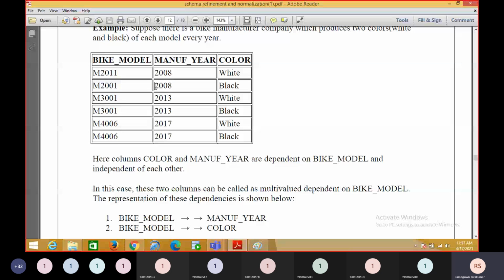So in this case, the dependency is shown below here. See here. So the bike model and manufacturing year, the bike model and color. In this way, we can decompose it. Okay, bike model and manufacturing year is one table, and bike model and color is one table. We can divide like that. We can decompose like that. Okay.